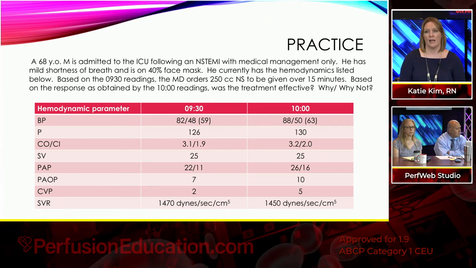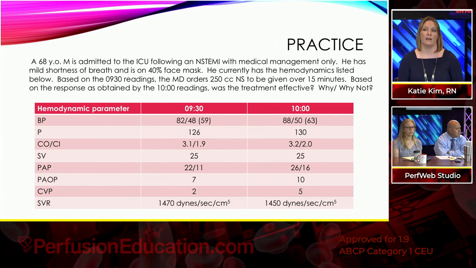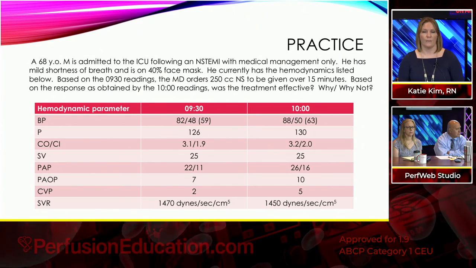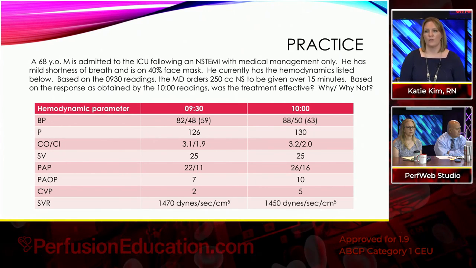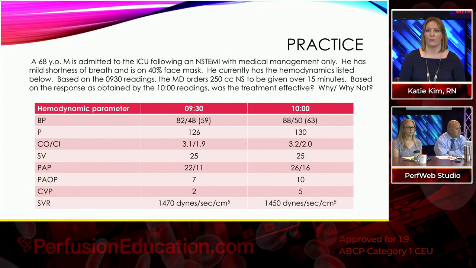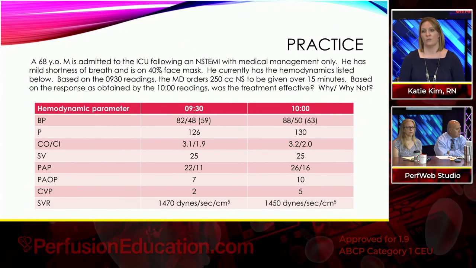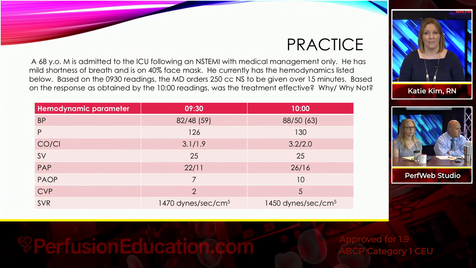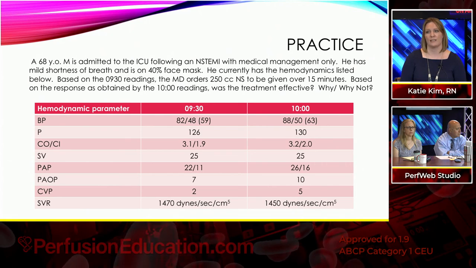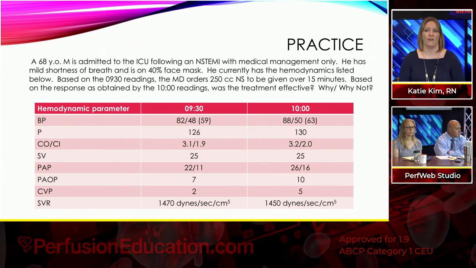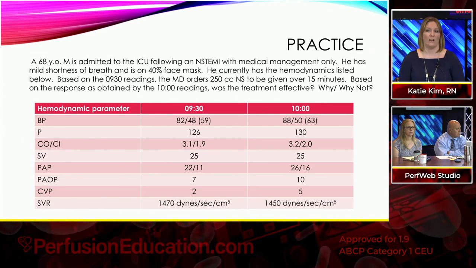And we're going to do that quickly and see if this helps him. At 10 a.m., his readings were, with his blood pressure slightly improved, MAP improved to 63, pulse was 130. His cardiac output and cardiac index went from 3.1 to 3.2, and 1.9 to 2 respectively. Stroke volume was 25 still. PA pressure 26/16 with a wedge pressure of 10, a CVP of 5, and an SVR of 1450.